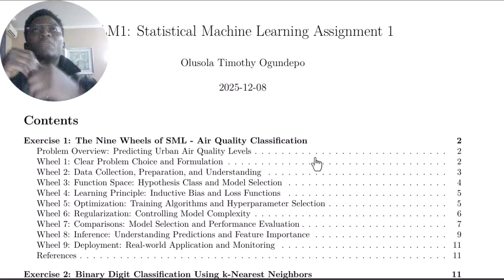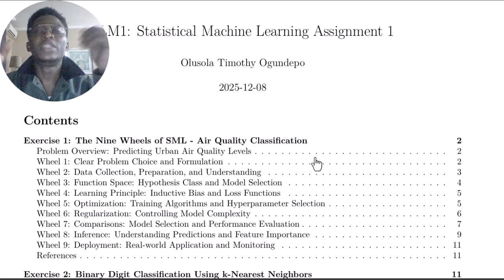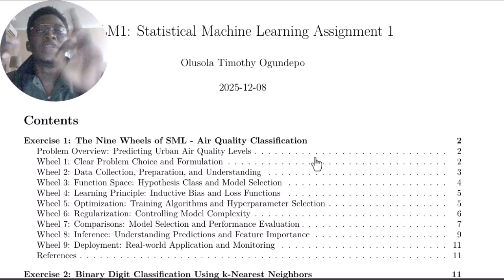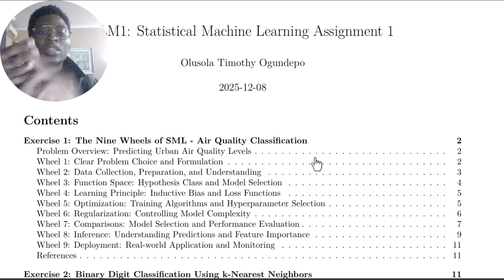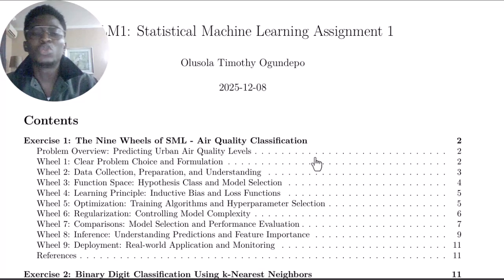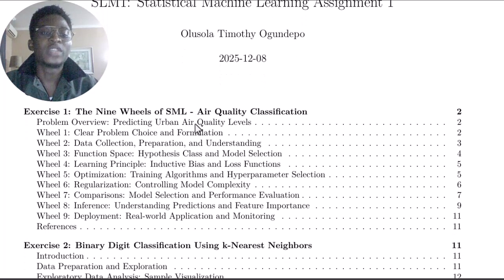This target variable comprises three categories: good air quality, moderate air quality, and poor air quality. So this is a classification problem. How can I classify this dataset into these categories using the data that I have? These are the problems I have been so curious about, which led me to go into the 9 wheels of statistical machine learning.